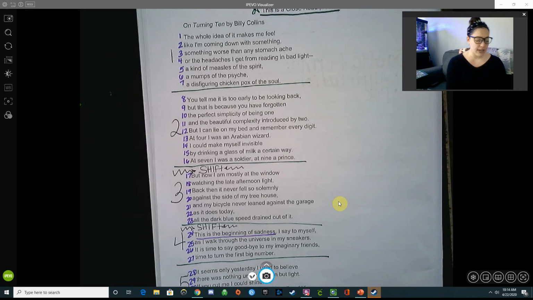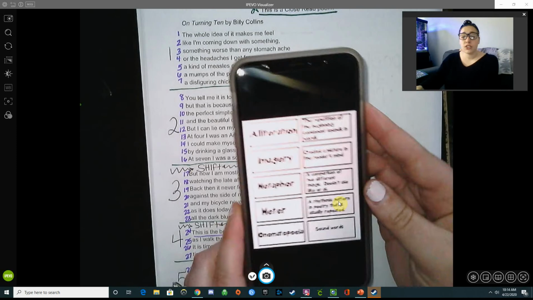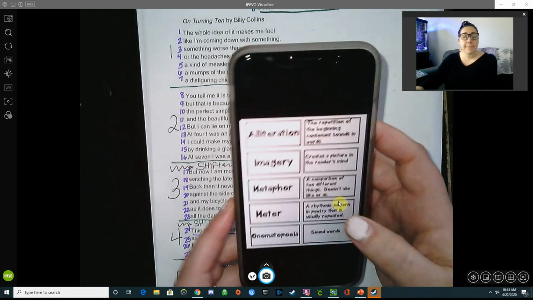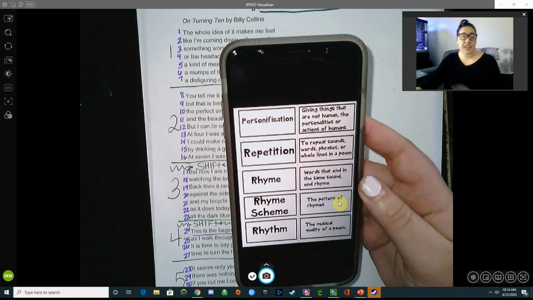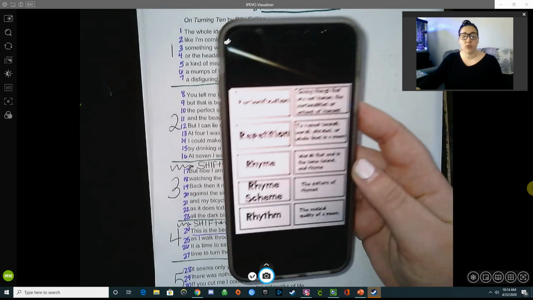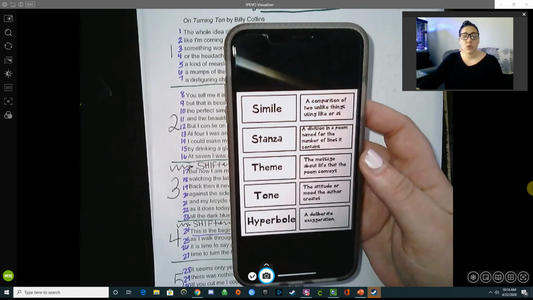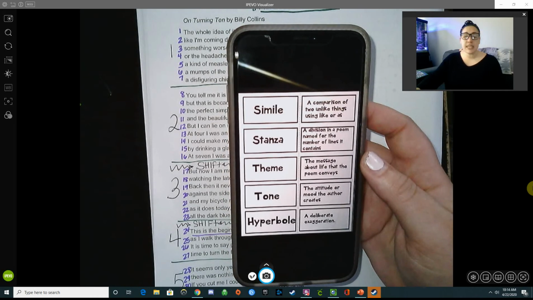Monday or Tuesday, I posted some different terms that we would be talking about through poetry. So if you look here, terms like alliteration, imagery, metaphor, meter, personification, rhyme scheme, rhythm, and then some more: simile, stanza, theme, tone.